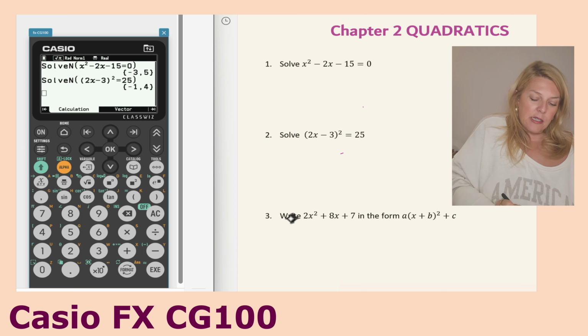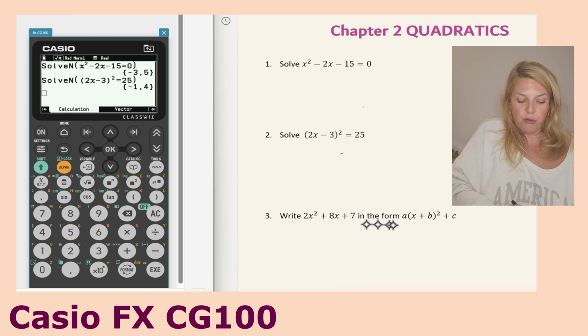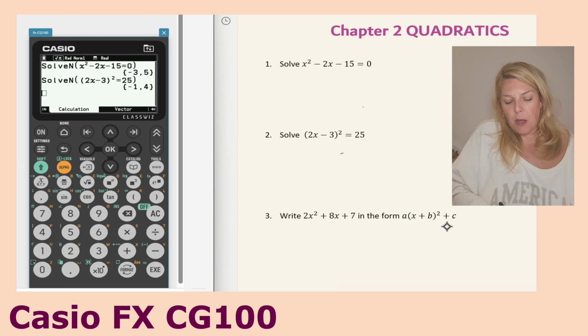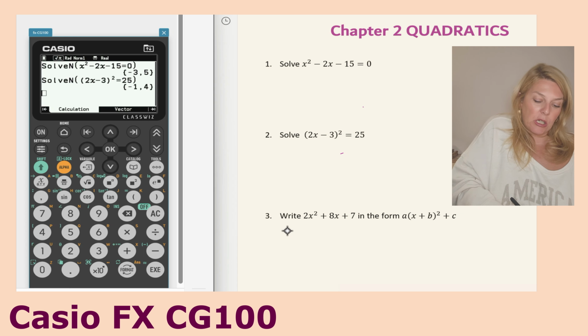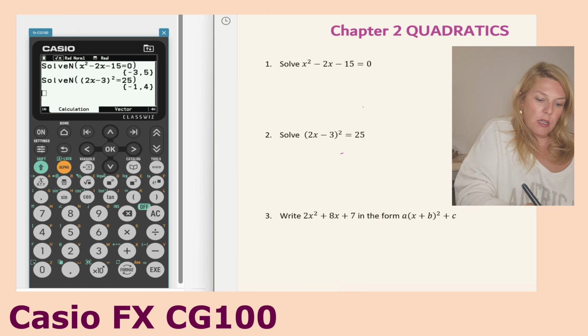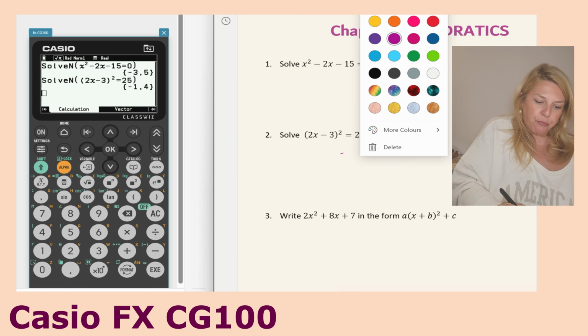The last thing is, number 3 is asking us to write this expression, this quadratic expression, in this form. So this form is completing the square form. So we would have done that. We need to do that algebraically. I'm actually going to do it here now. So let's choose a pen.